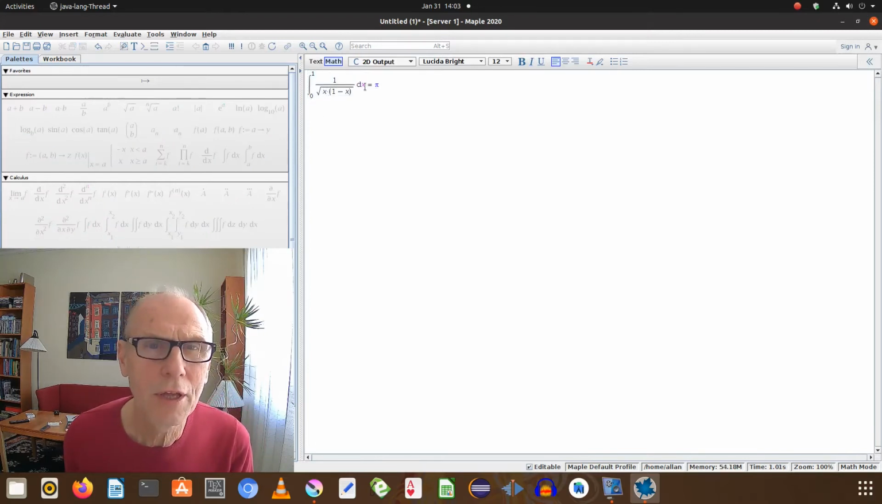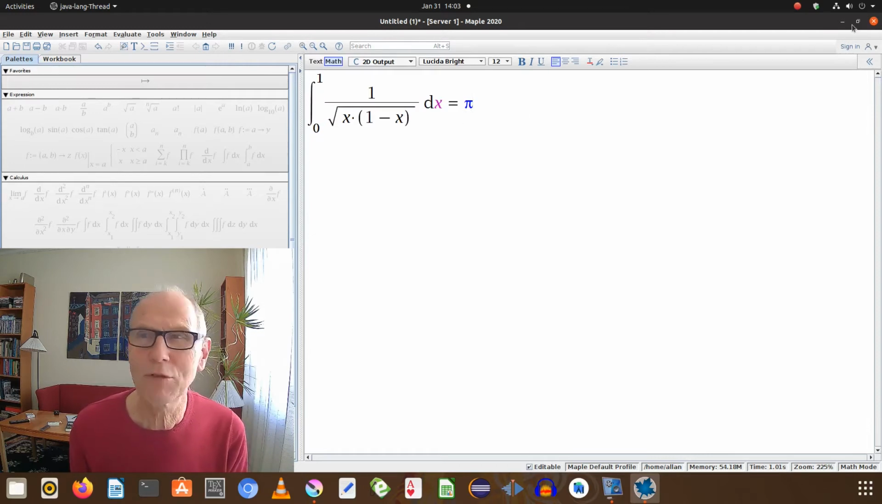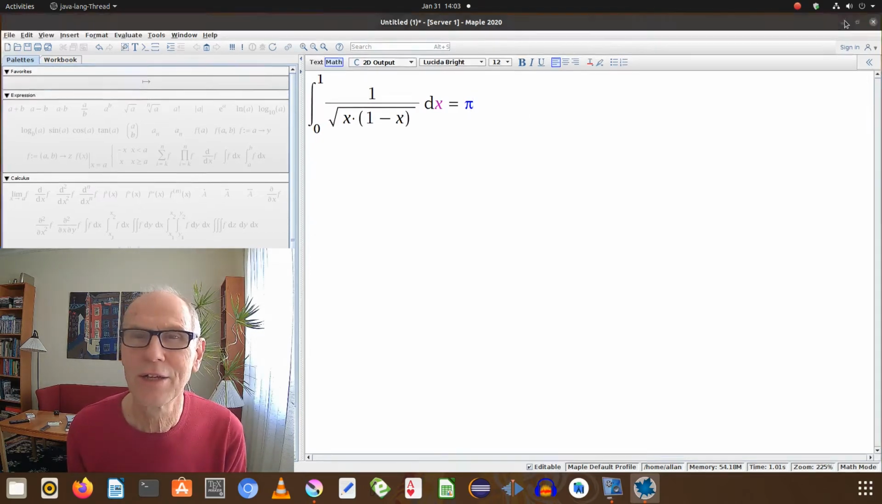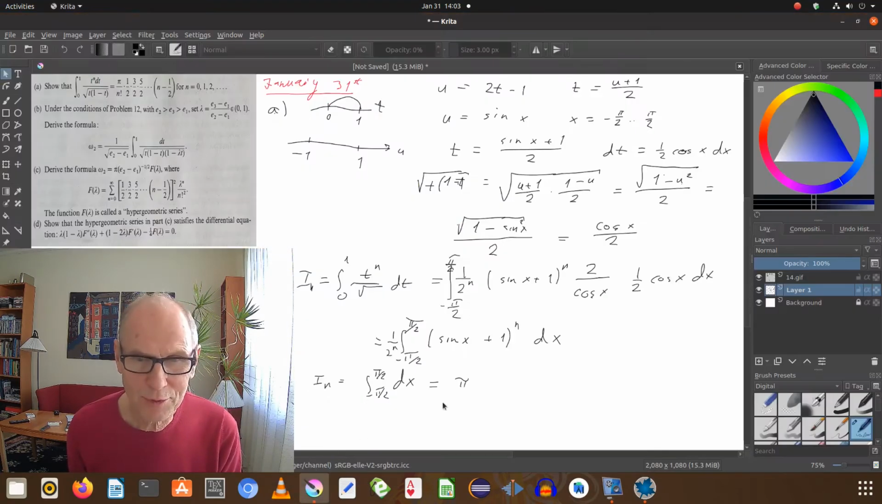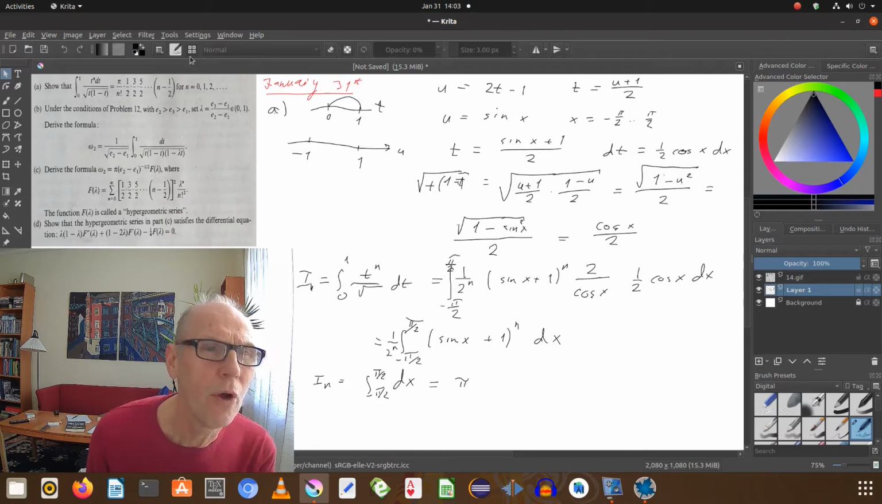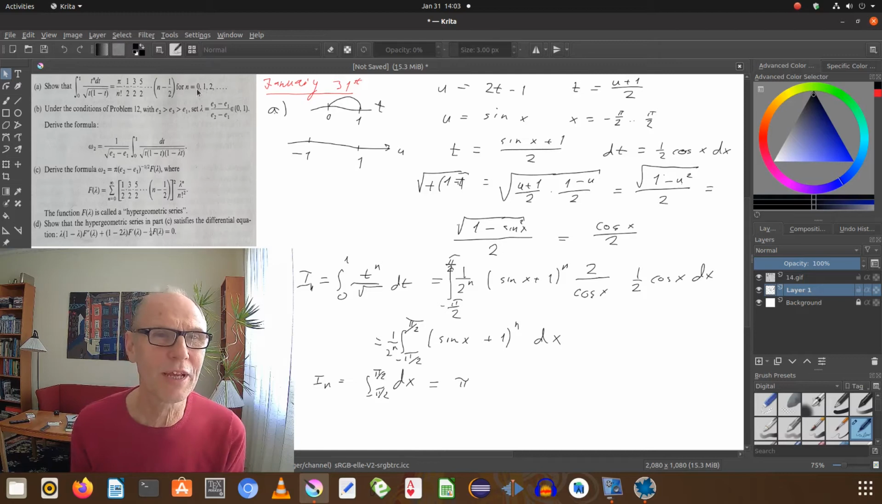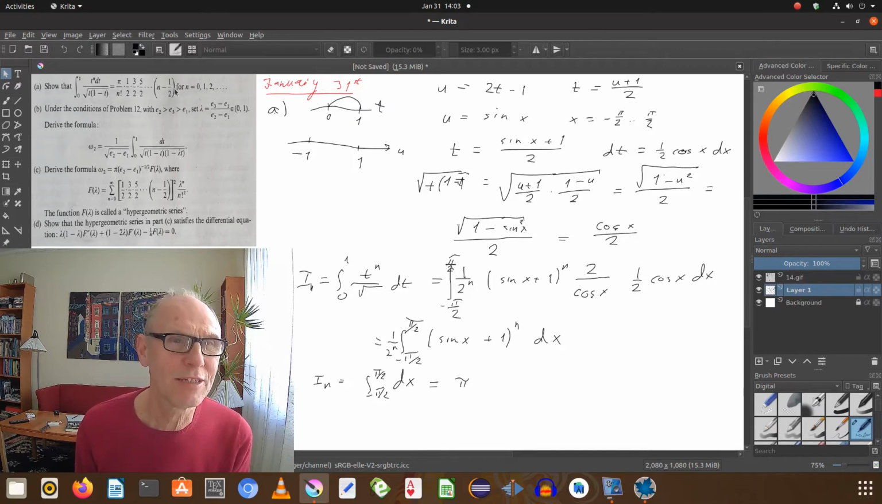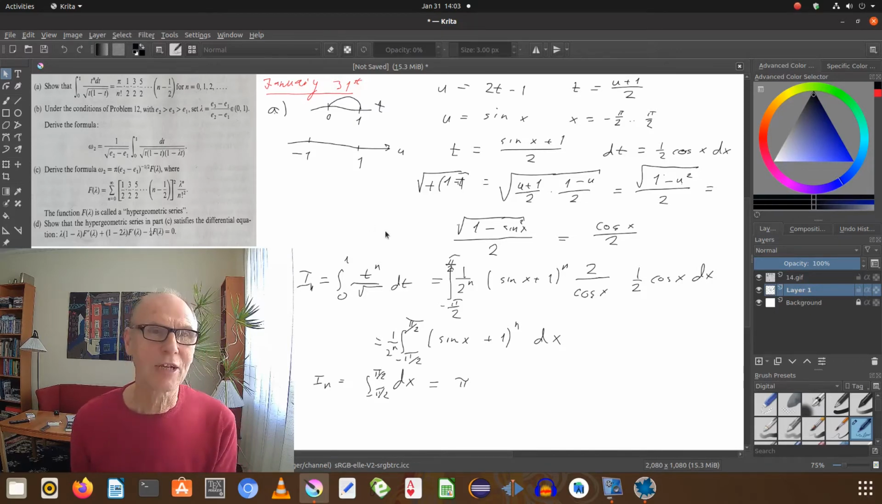Hello. Did you see that? It gives pi, which was somewhat like what I got. So why doesn't this say pi? Oh, this formula only holds for n equals 1 positive, because this product is empty when n is 0. Oh my god. All right.